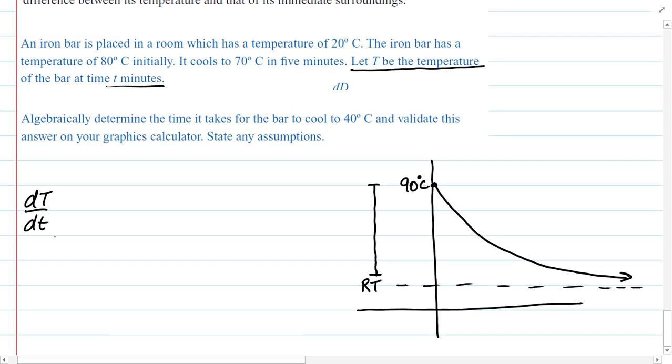And the claim there is that the rate of change of temperature is decreasing proportionately to the difference between the original temperature and room temperature, 20 degrees. And that makes sense. It's decreasing at that original temperature and room temperature.